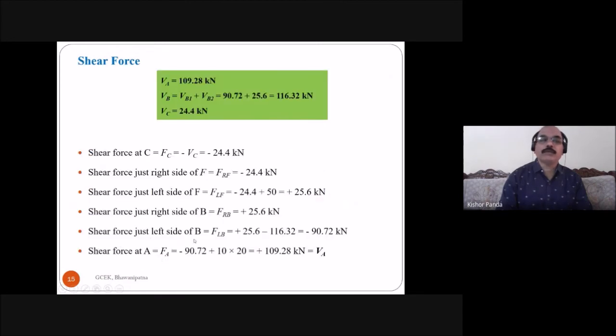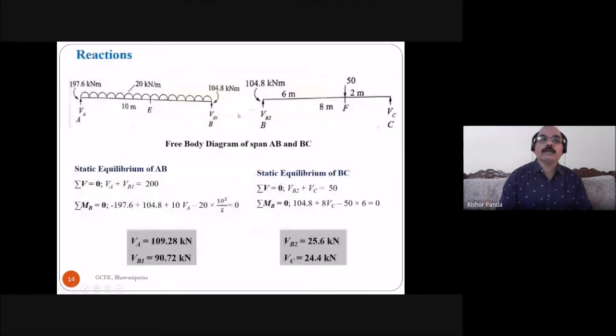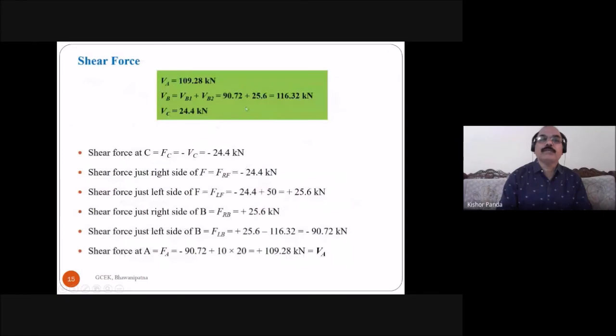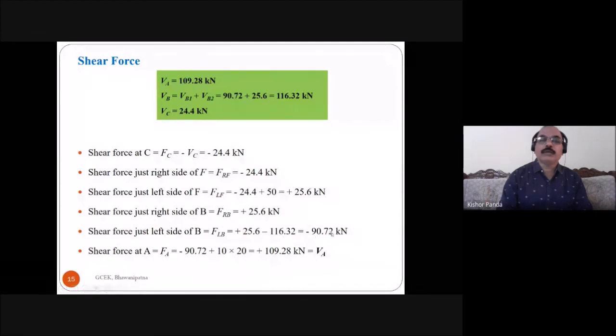Then what is the shear force just left side of B? FLB is 25.6, and the reaction Vb is in the upward direction, Vb is equal to 116.32. So this is 25.6 minus 116.32, which is equal to minus 90.72 kilonewton.